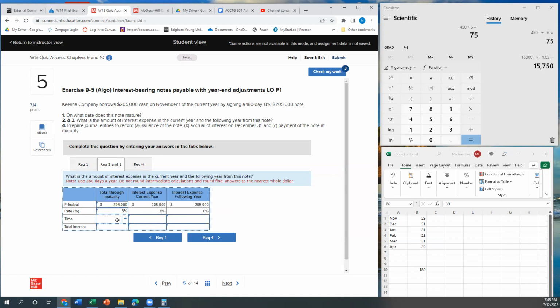And then the amount of time. So in this case, it wants 6 months, or 180 days, so 180 out of 360. And then it wants our total interest. So our total interest is $205,000 times our rate, times 180 divided by 360. So our total interest is going to be $8,200.